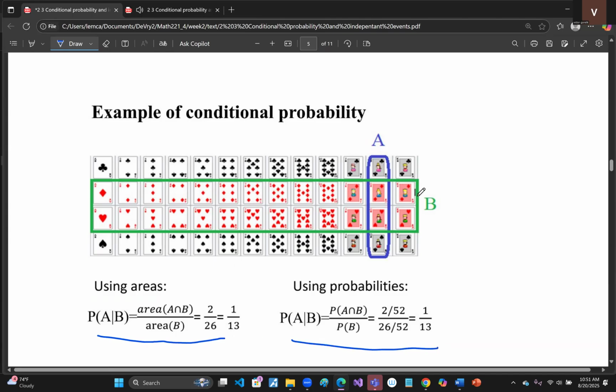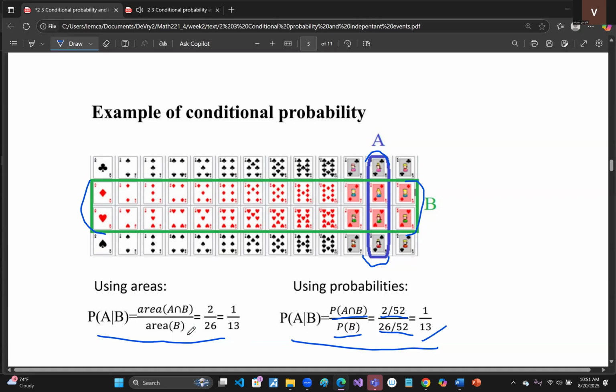For example, it is known that the selected card has a red color. So, event B had happened. Additionally, you receive information that this card is a queen. So event A also happened. You can calculate the conditional probability as probability of the intersection of A and B, which is 2 over 52, divided by probability of B, which is 26 over 52. The result is 1 over 13.